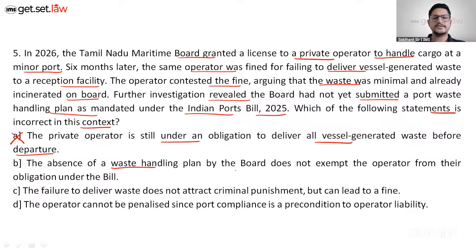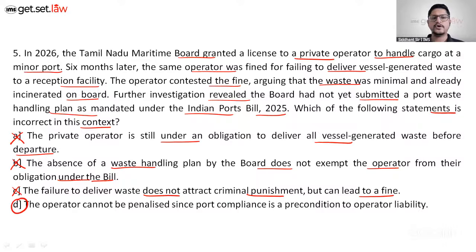The absence of a waste handling plan by the board does not exempt the operator from their obligation under the bill. Definitely, this is true. So this is also wrong because it does not exempt them from work. They do have an obligation, but it does not completely put an end to it. The failure to deliver waste does not attract criminal punishment, but leads to a fine. So this is also true, because it is not going to take them behind bars, but a fine could be there. This is right.